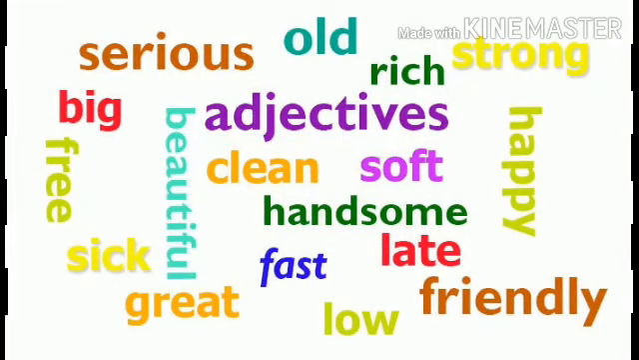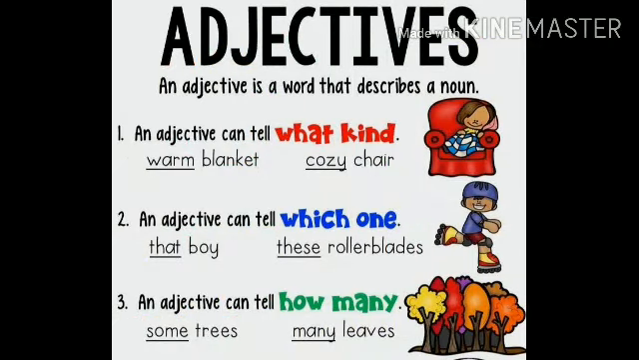An adjective tells about the quality or the quantity of a noun, or tells which particular noun is being talked about. For example, warm tells the quality of the blanket, and some tells how many trees are being talked about. Same way, those tell about the particular noun being talked about. So, all the underlined words are adjectives.